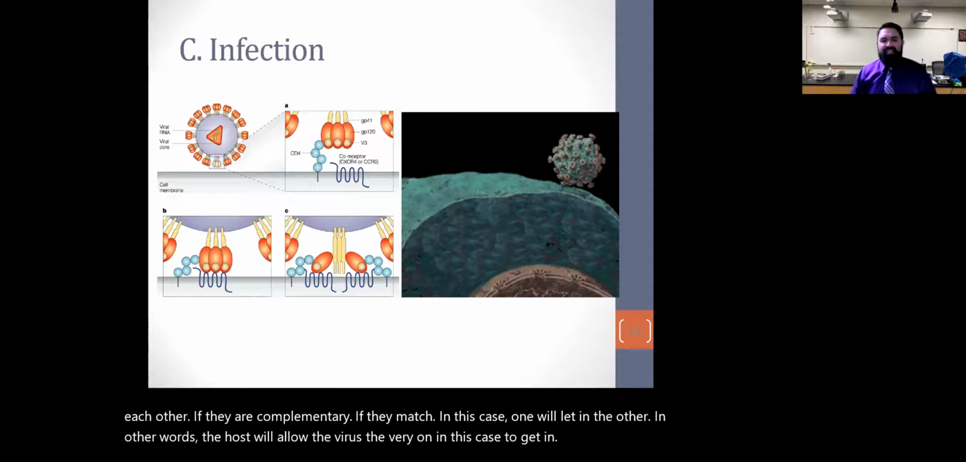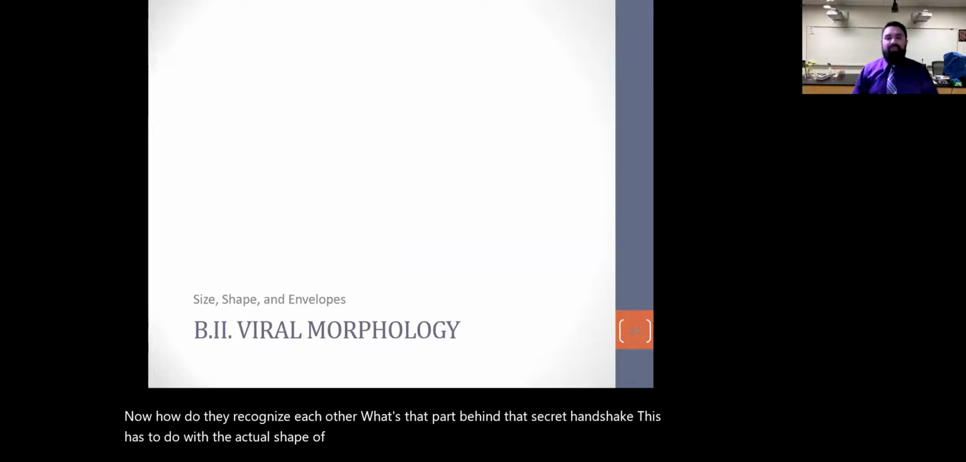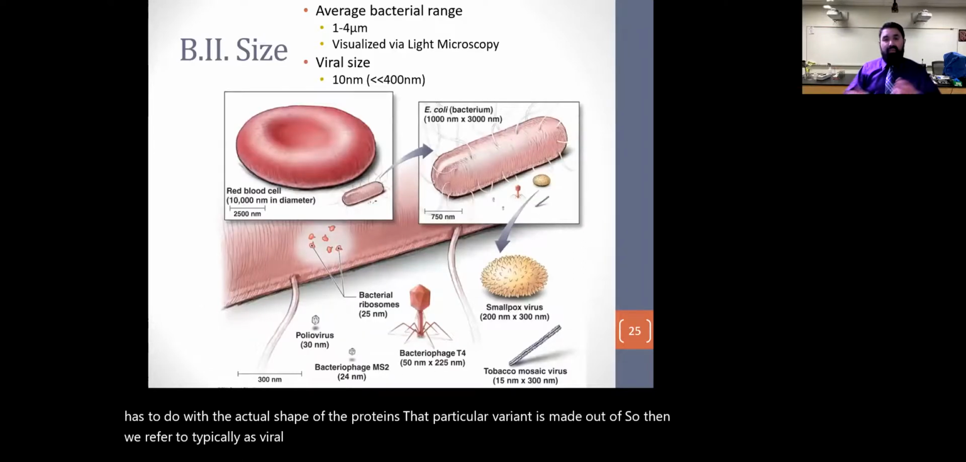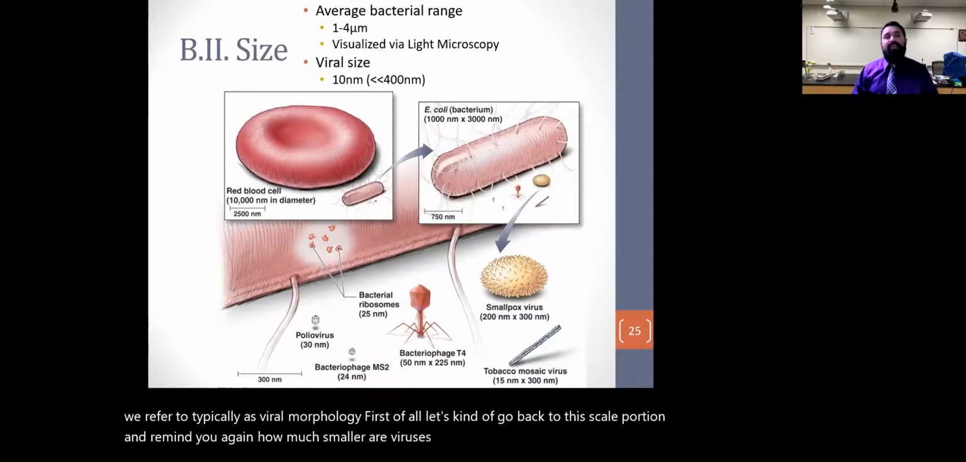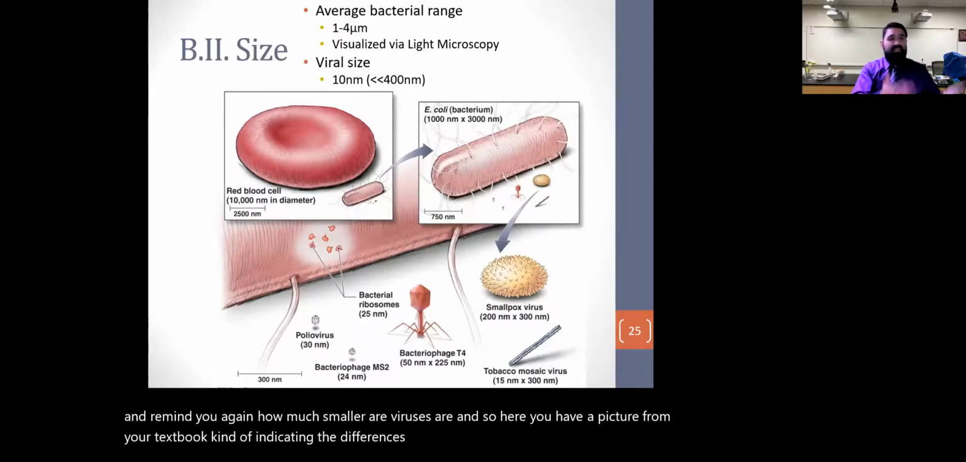Now, how do they recognize each other? What's behind that secret handshake? Well, this has to do with the actual shape of the protein that the particular virion is made out of, something we typically refer to as viral morphology. First, let's go back to the scale portion and remind you how much smaller viruses are. Here you have a picture from your textbook indicating the differences between a human cell, like a good old RBC right there, and next to it, you see E.